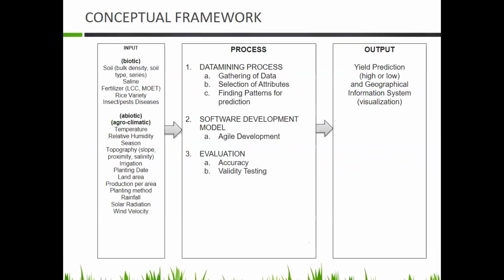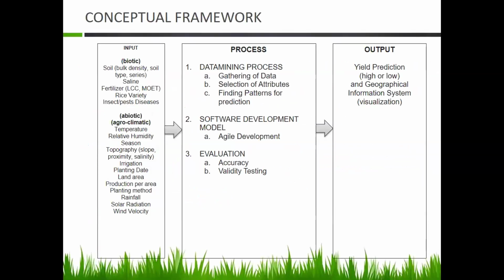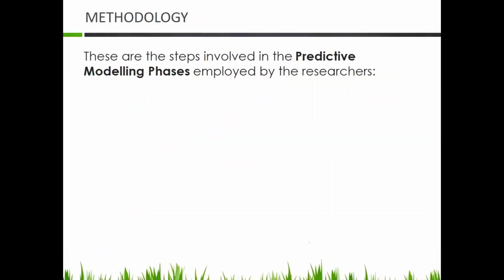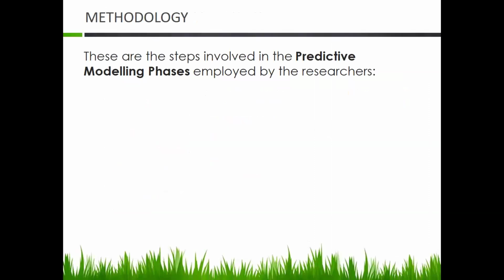Now, for the framework, the researchers make use of the input process output. So we have for input the biotic, abiotic, agroclimatic parameters. And for the process, we have the data mining process, the software development, and lastly the evaluation. And the output would be a functional system for yield prediction with GIS for visualization. Now, for the methodology, these are the steps involved in the predictive modeling phases employed by the researchers.